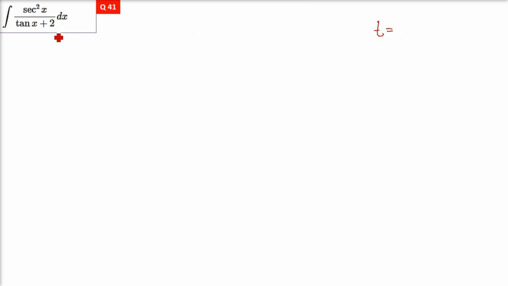See, normally people would put 10x equals t. But when you see a constant, it's going to be 0 when it is differentiated. So just take t equals 2 plus 10x. When you differentiate both sides, dt by dx will be sec squared x. So dt is equal to sec square x into dx. This is the numerator. Sec square x into dx is dt.